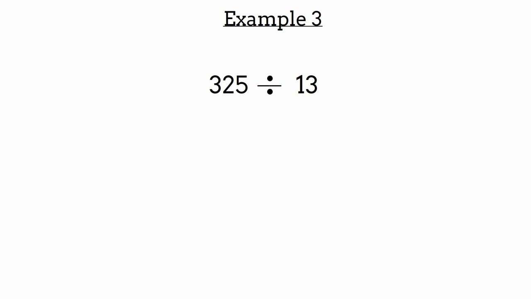Here's another example. 325 divided by 13. We'll draw our bus stop. 325 goes in and 13 stays out. Now we'll start with the first number, 3. Can 13 go into 3? No. So we look at the first and the second numbers. Can 13 go into 32? Yes. How many times? 2, remainder 6.